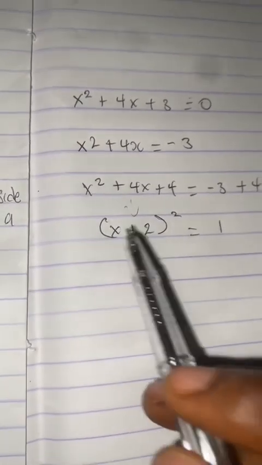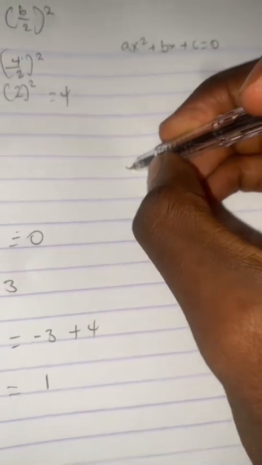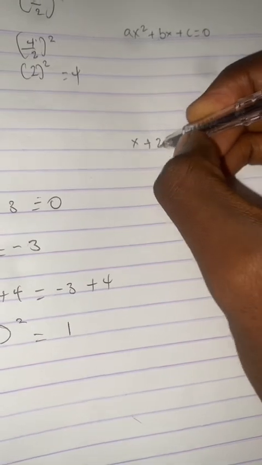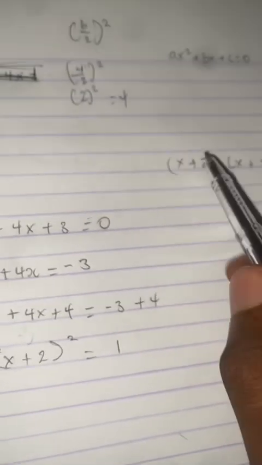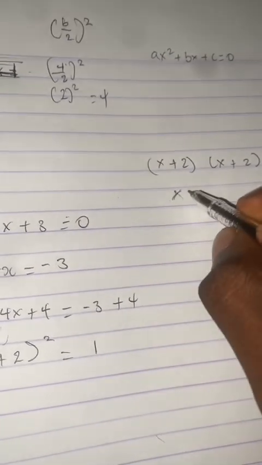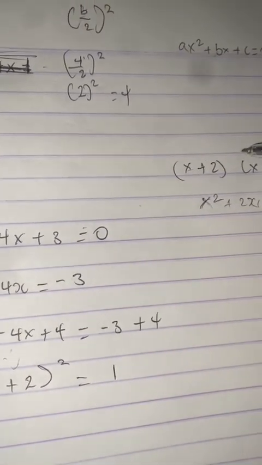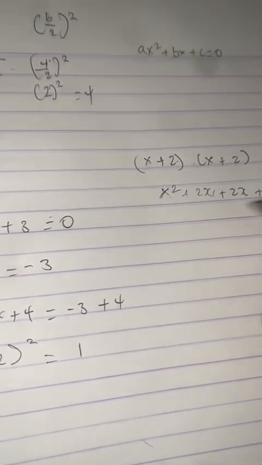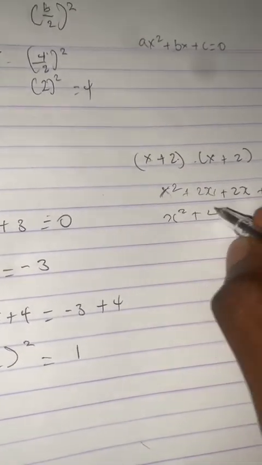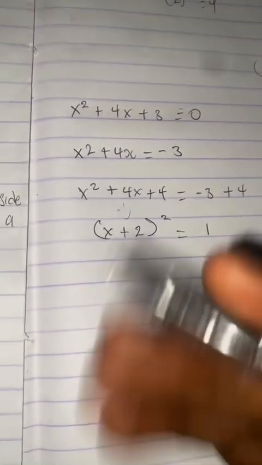For you to be able to check if you're right even in the exam hall, remember, just multiply the both of them. Come over here, (x plus 2) squared. Remember, squared, just multiply it by itself. x times x, that's x squared. x times 2, that's 2x. This, that's 2x. This, that's 4. Which is x squared plus 4x plus 4. And that's what you have here. It's as easy as that.